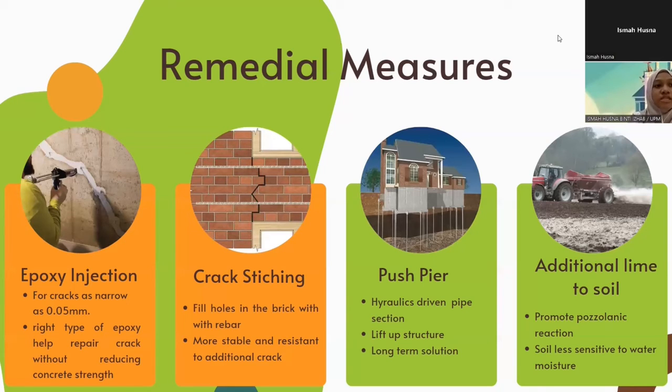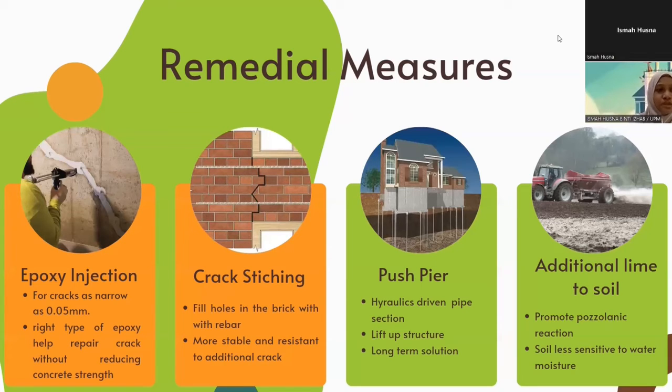And the next one is adding lime to soil. Adding lime to soil can promote the pozzolanic reaction, in which the pozzolan material reacts with the lime in water to form a cement compound. These changes produce hydrated lime, which can cause the soil to become drier and less sensitive to water. This can improve the stability and strength of the soil, which can reduce differential settlement. As the settlement is reduced, the possible cracks can also be reduced.